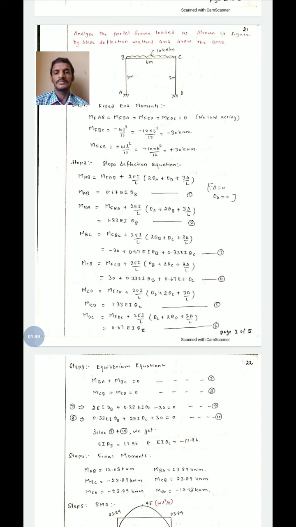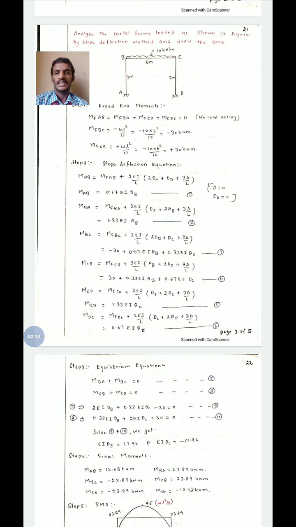A end is fixed, therefore theta A will be 0. B end is a continuous end, therefore theta B is kept as same. Substituting other values, we will get MAB as 0.67 EI theta B as first equation.